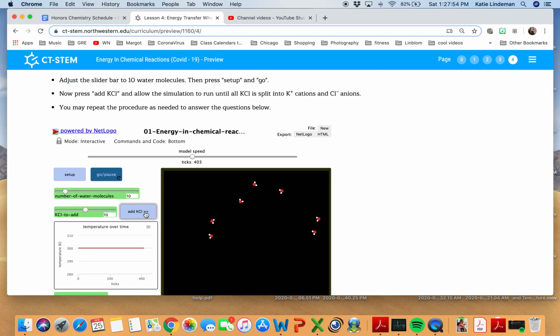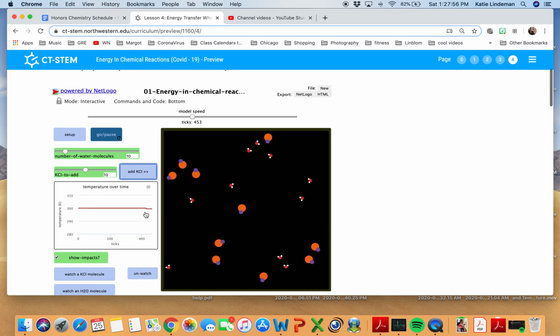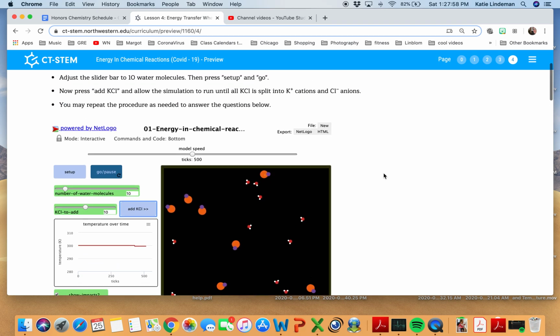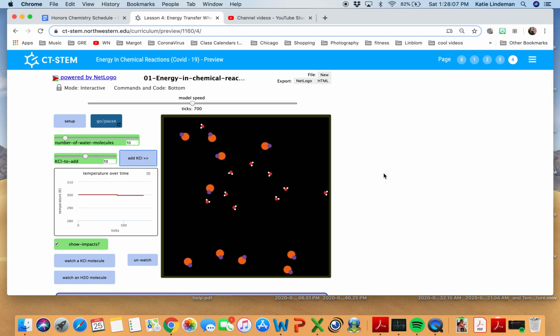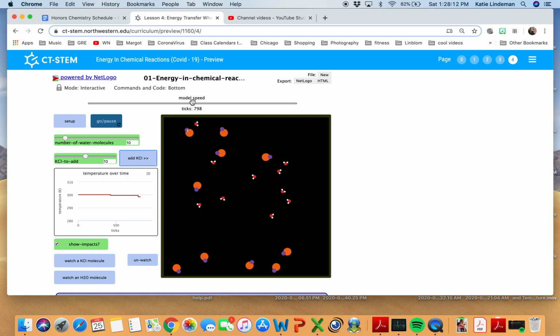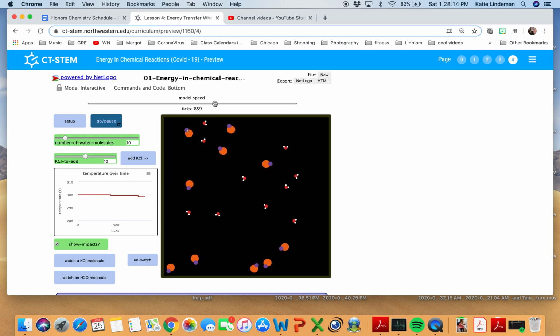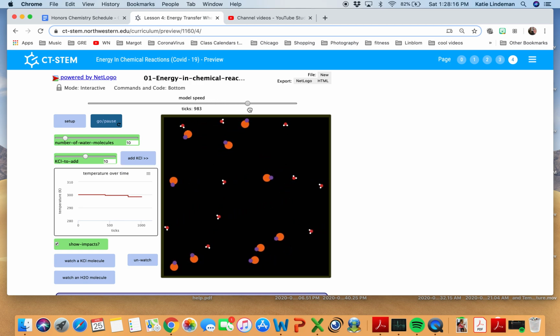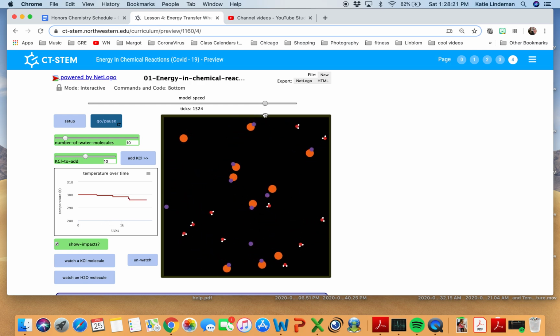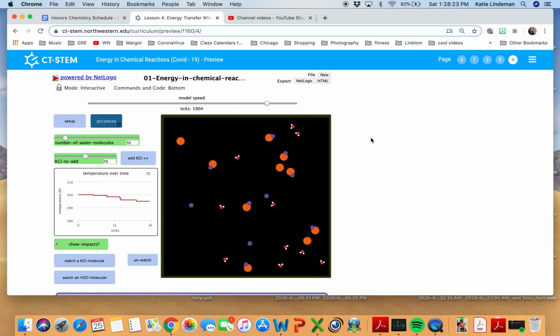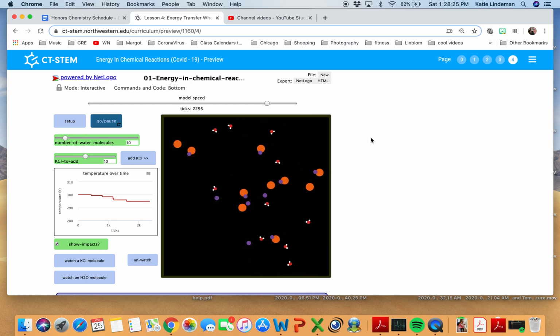Okay, so now add KCl and allow this to run until all of the potassium chloride is split into anions and cations. And it takes a little bit of time. If you want to make it go faster, you can make it go faster by increasing the tick speed. But this page simulation will take a lot longer.